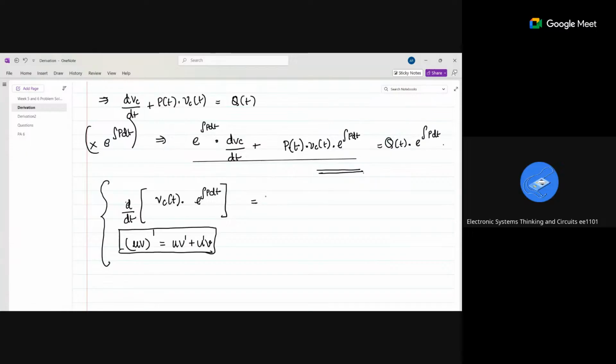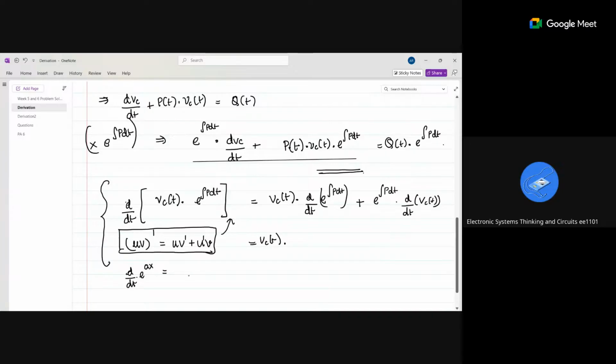So I'm going to apply this formula here. Vc(t), I'll keep it like that. Then I will differentiate the next term, e^(∫P dt), plus e^(∫P dt), I'll keep it like that, into d/dt Vc(t). My Vc(t) will remain the same. What is d/dt of e^(ax)? It's e^(ax) into a.